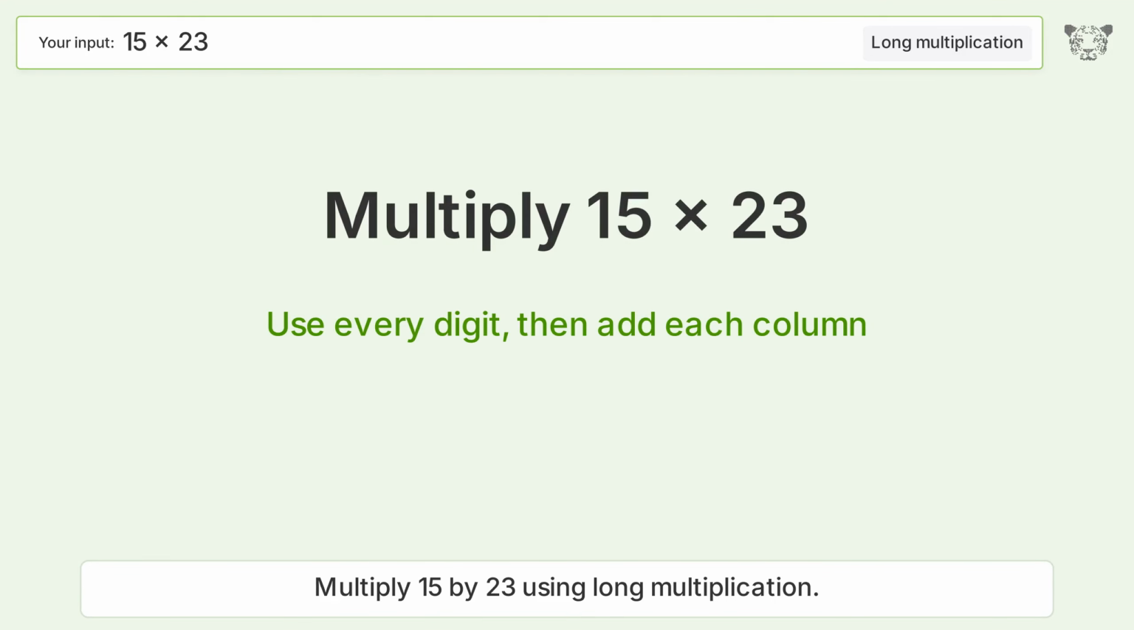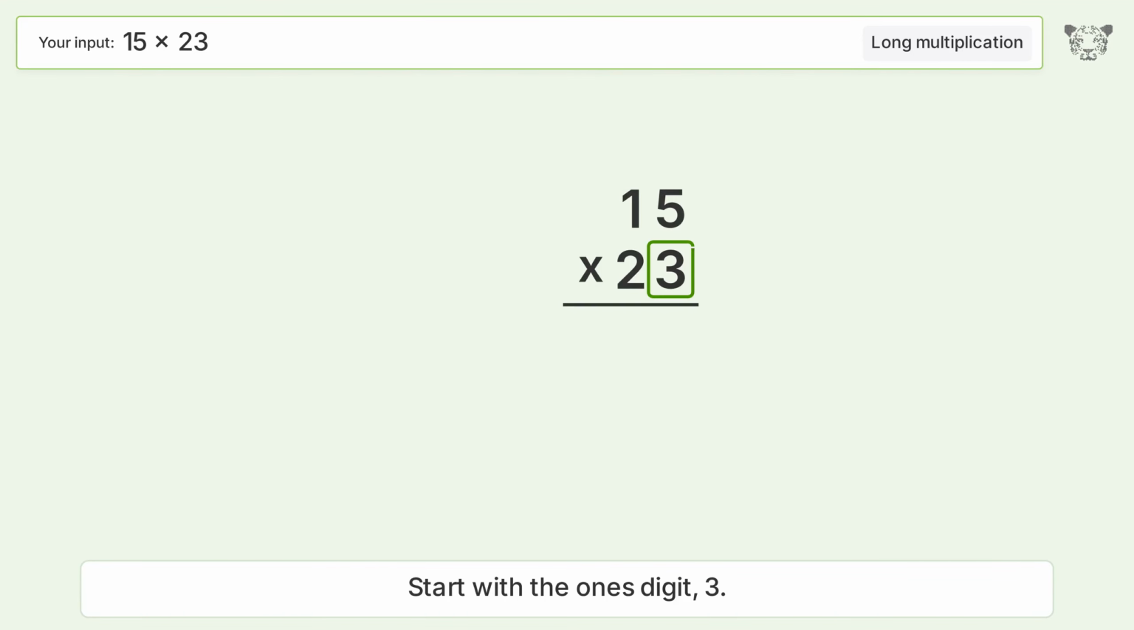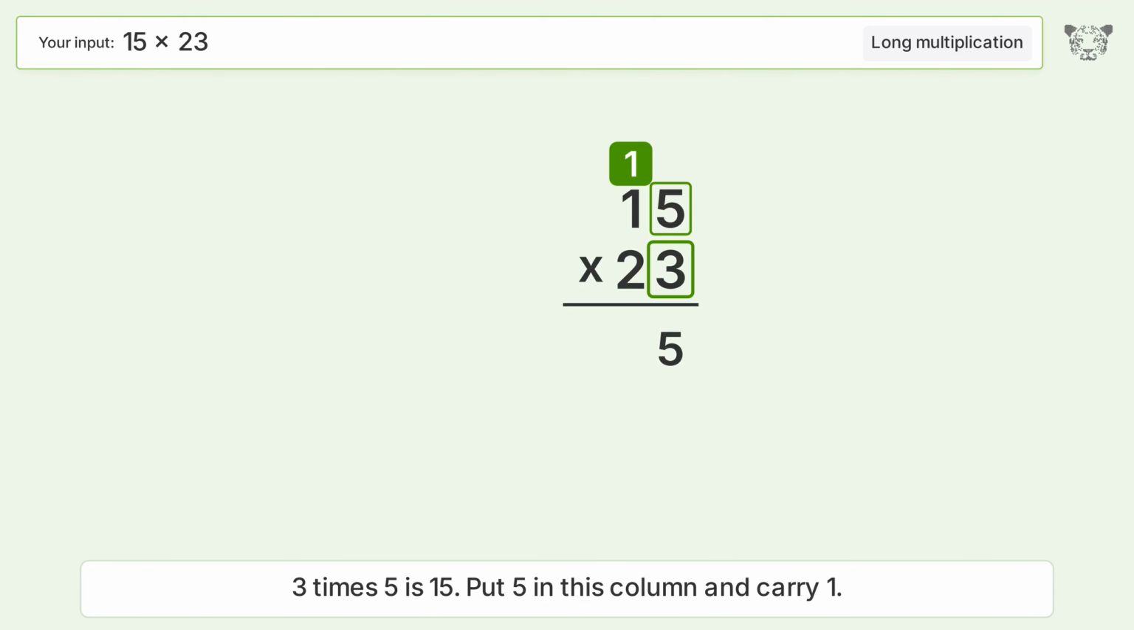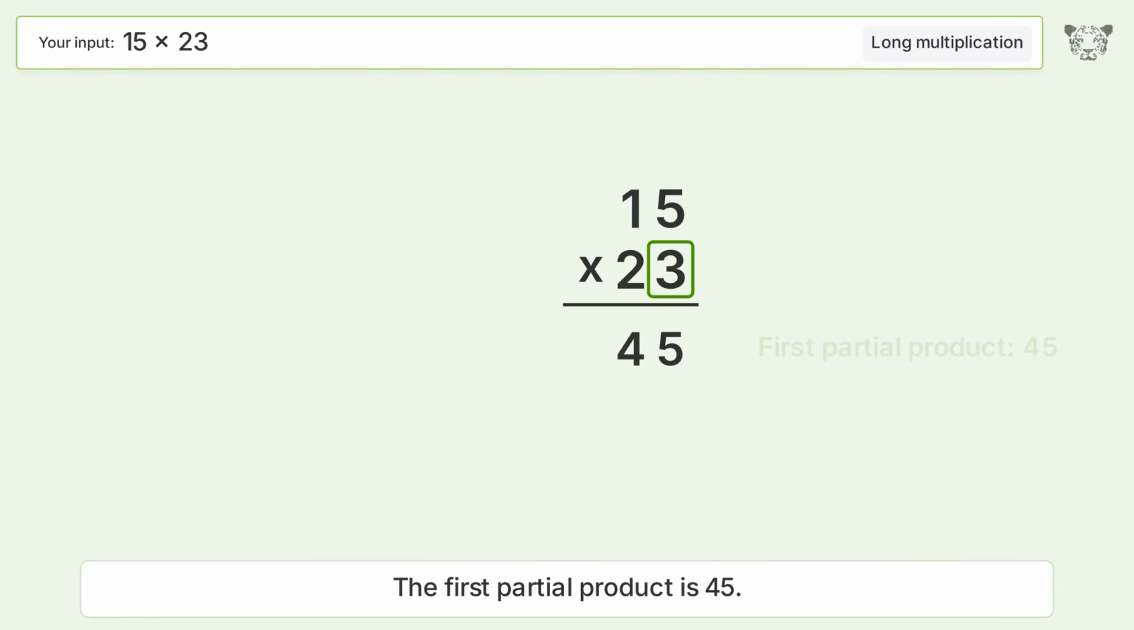Multiply 15 by 23 using long multiplication. Start with the ones digit, 3. 3 times 5 is 15. Put 5 in this column and carry 1. 3 times 1 plus the carried 1 is 4. The first partial product is 45.